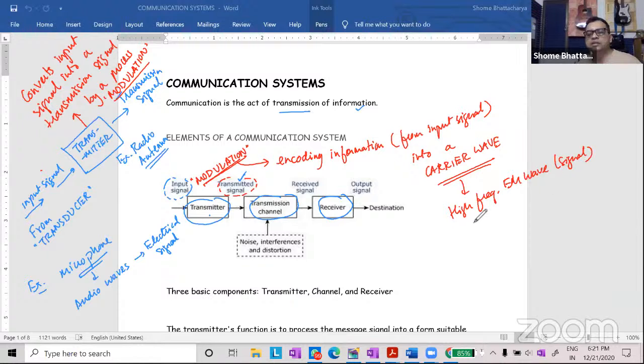But that comparatively high frequency, we'll come to the frequency ranges also, but that high frequency electromagnetic wave is now modulated. The process of modulation encodes information or data onto it, and that becomes the transmission wave. Transmission signal is an electromagnetic wave, whereas the input signal is an electrical signal.